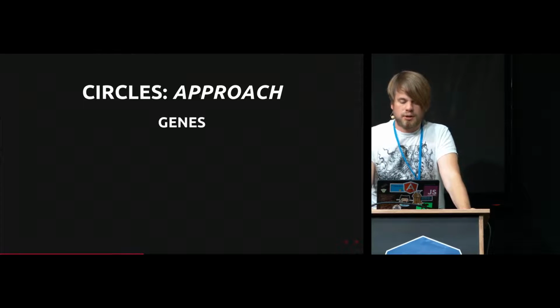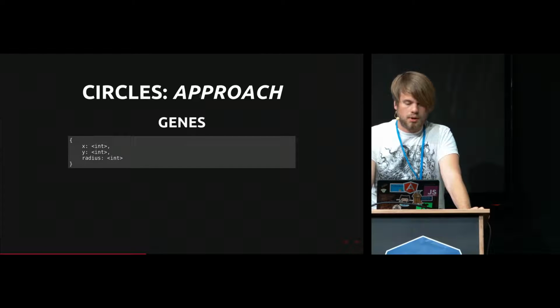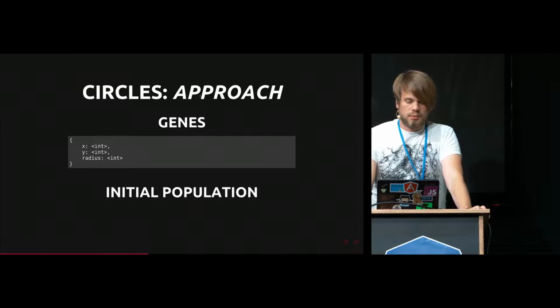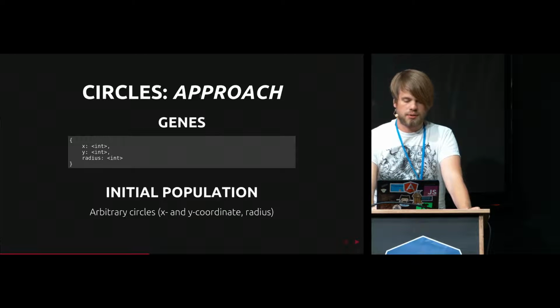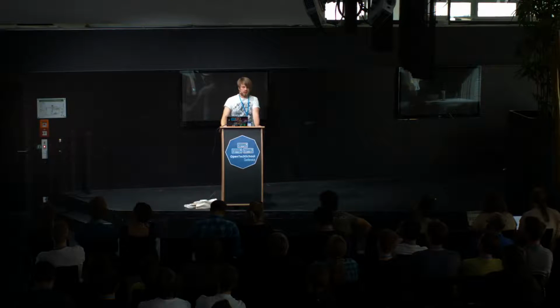We first have to define how an individual is made up. It has some genes, and the genes are, of course, x and y coordinates and the radius. Then we need an initial population, and the initial population is simply a number of arbitrary circles with arbitrary x and y coordinates and an arbitrary radius.